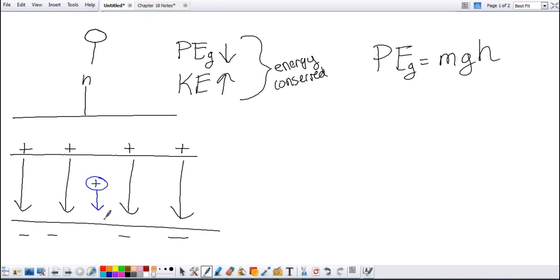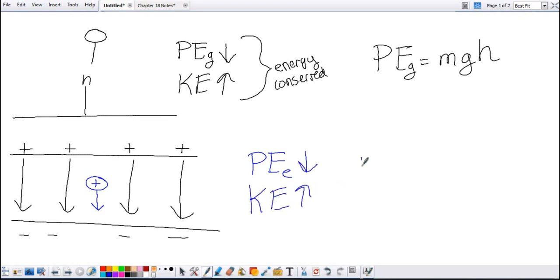Well, that means it's got some kinetic energy. It's moving now, which by conservation of energy means that energy needed to be somewhere else before, in some potential energy. And we call that potential energy the electrical potential energy. So we have a potential energy that we call the electrical potential energy, and that is going to decrease as this begins to move, because its kinetic energy is going to increase.